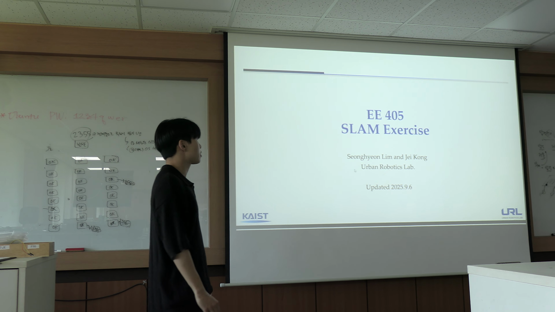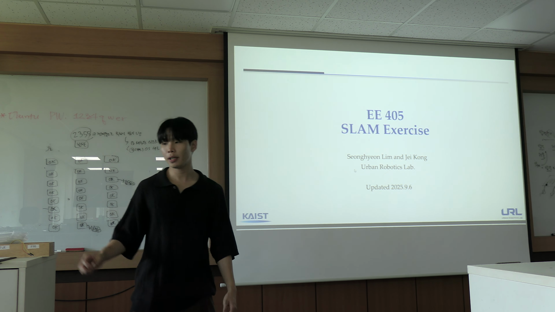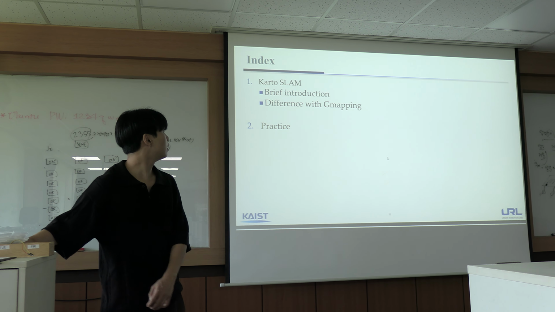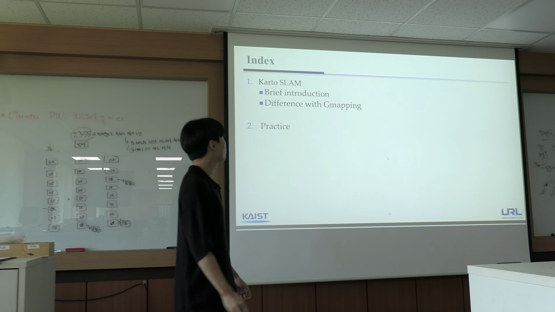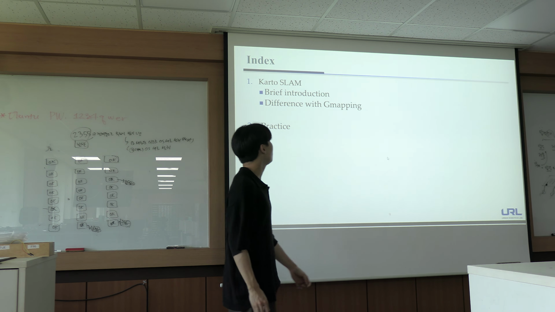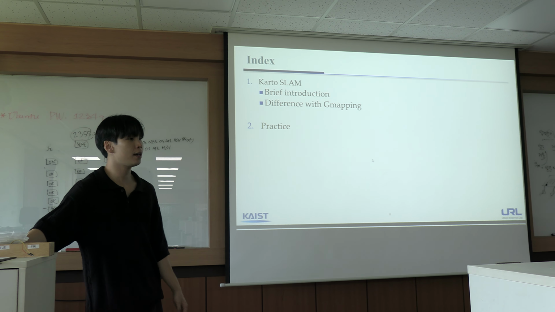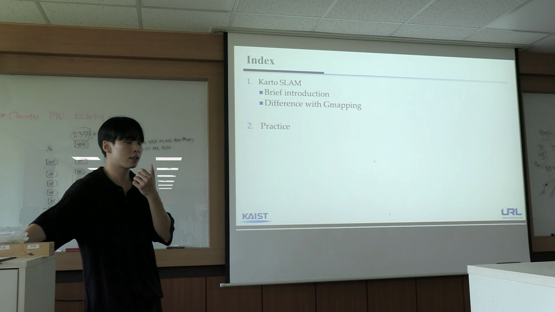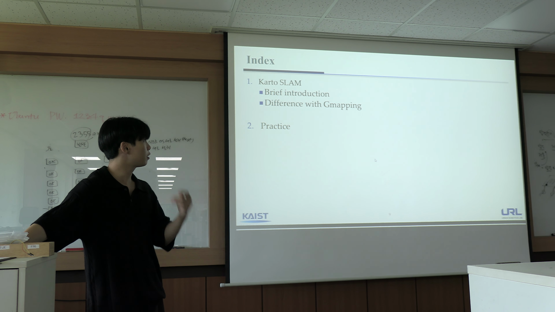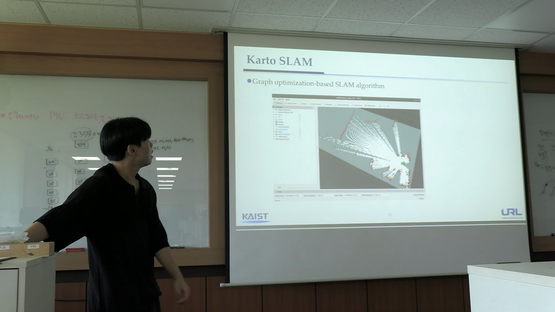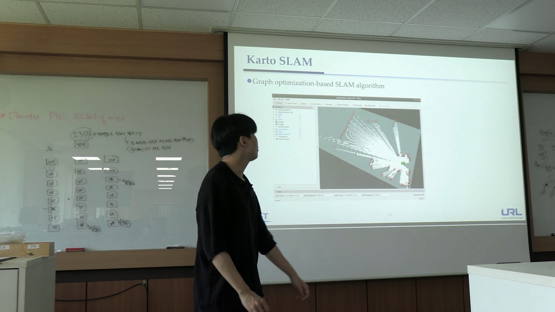Now we will explain about SLAM. In today's lecture we will explain the KAIST SLAM. We briefly introduce the KAIST SLAM and explain the difference between the KAIST SLAM and GMapping, which you studied in the previous lectures. KAIST SLAM is a graph optimization based SLAM algorithm.